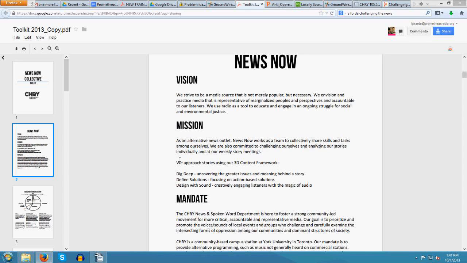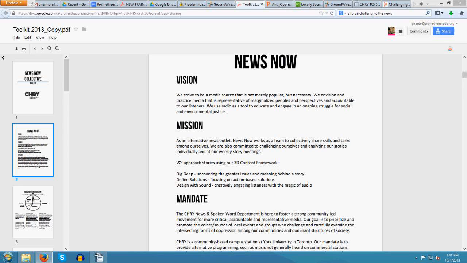News Now works as a team to collectively share skills and tasks among ourselves. We are also committed to challenging ourselves and analyzing our stories individually and at our weekly story meetings. So we have weekly story meetings where we get to discuss what we're working on, and also, if need be, tackle some of these more long-term issues like the mission and mandate.